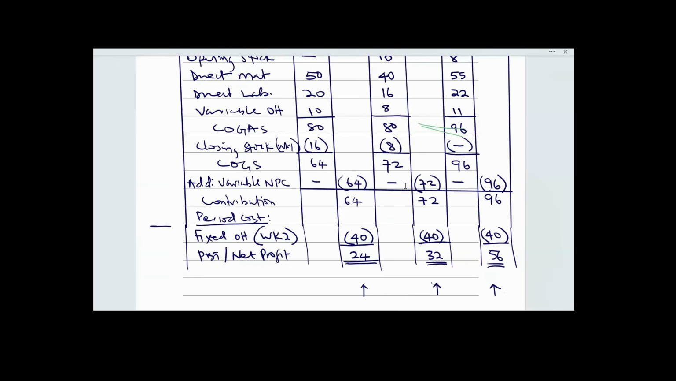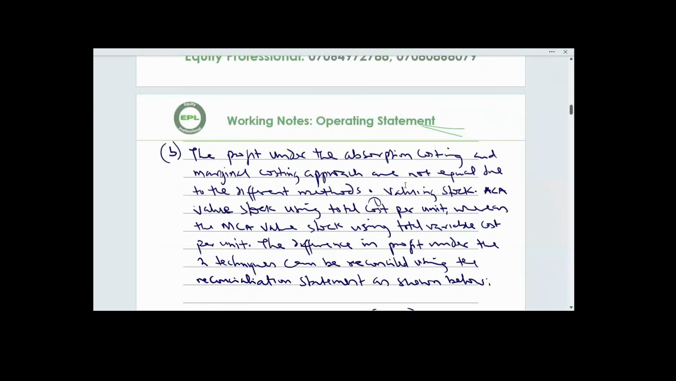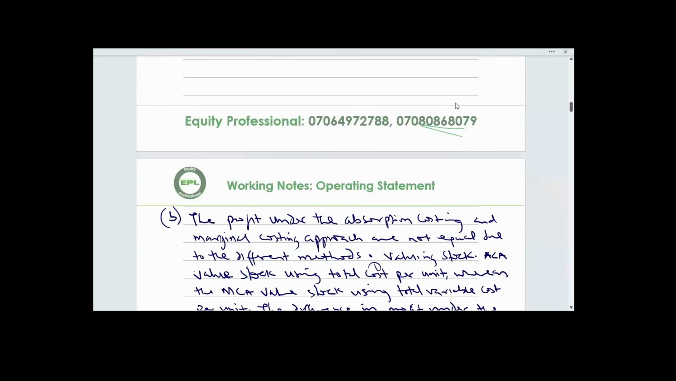And then fixed budgeted output is 40,000 naira. Sorry, 10,000 units. You multiply with 4 naira fixed overhead absorption rate. That's how we got the 40,000.